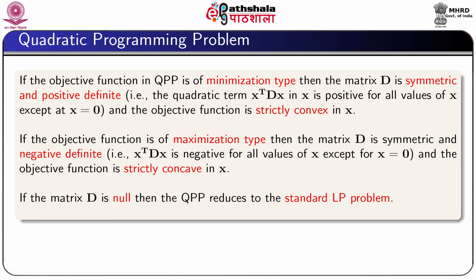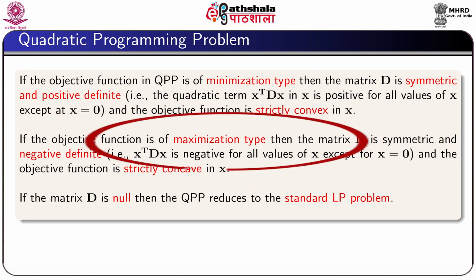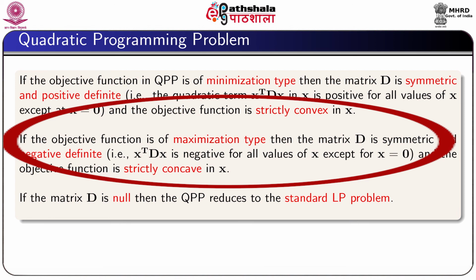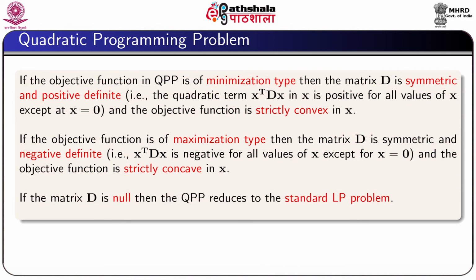If the objective function in QPP is of minimization type, then the matrix D is symmetric and positive definite, and the objective function is strictly convex in X. If the objective function is of maximization type, then the matrix D is symmetric and negative definite, and the objective function is strictly concave in X. However, if the matrix D is null, then the QPP reduces to the standard linear programming problem.